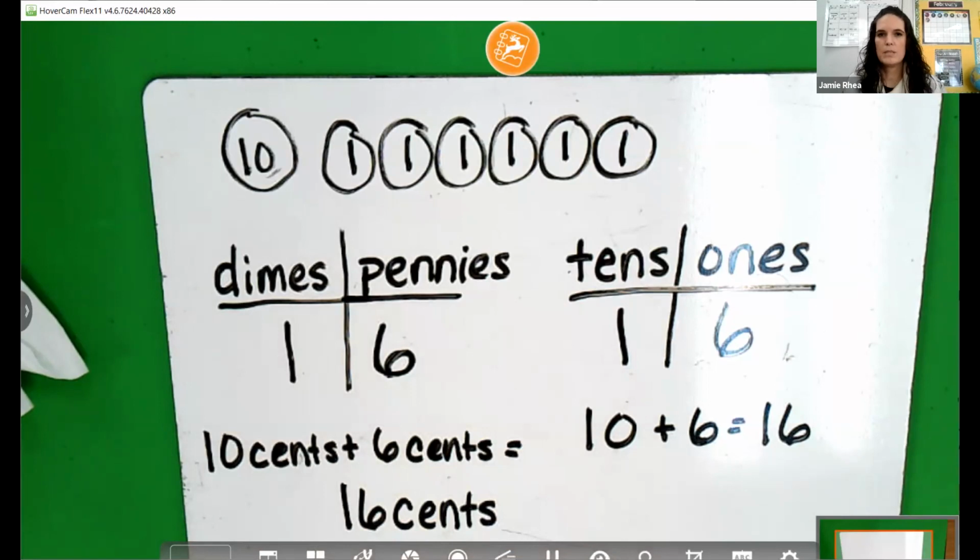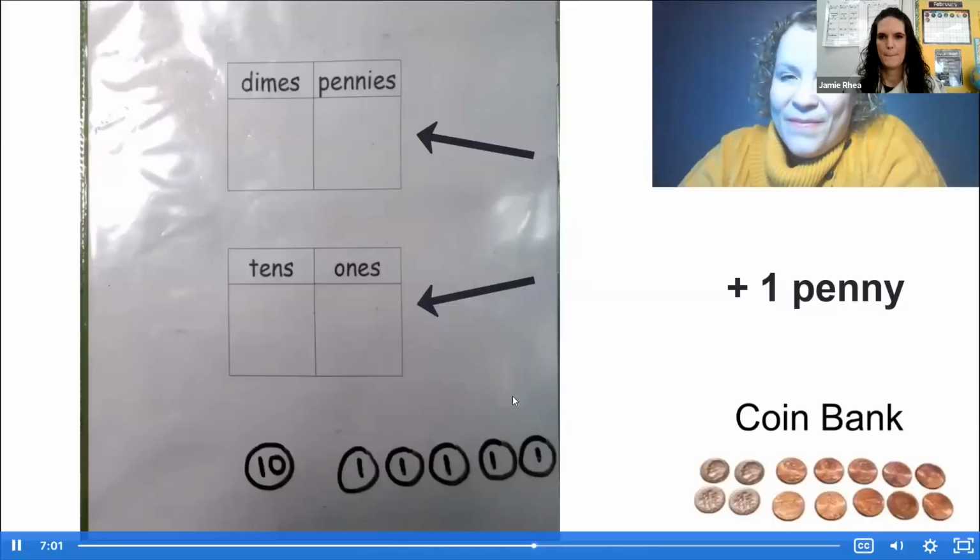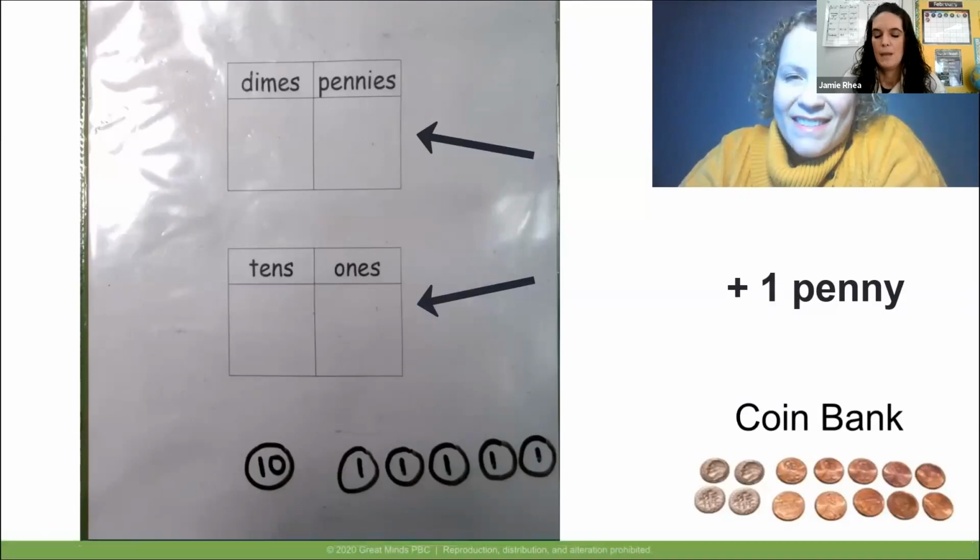So let's go back with Miss Curry. Push pause now. What is 1 more than 15? We know that 1 more than 15 makes 16. 1 more than 15 is 16.